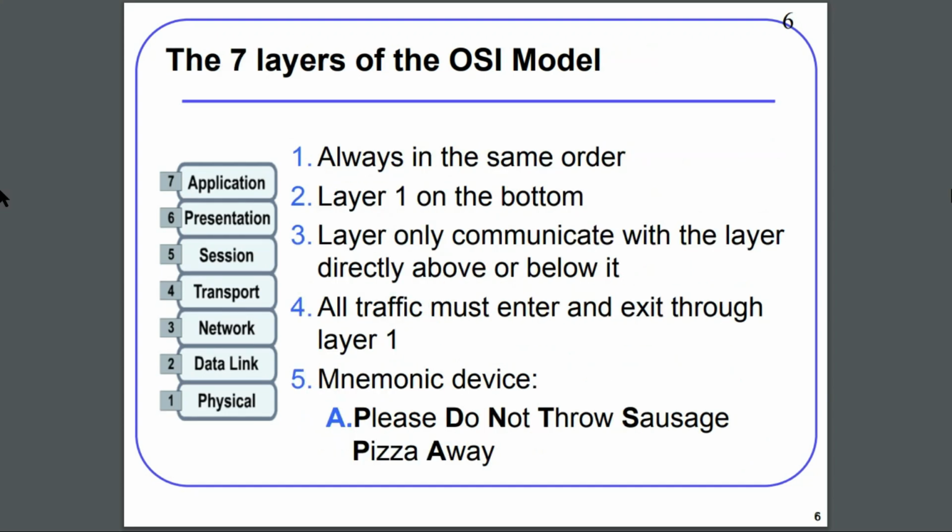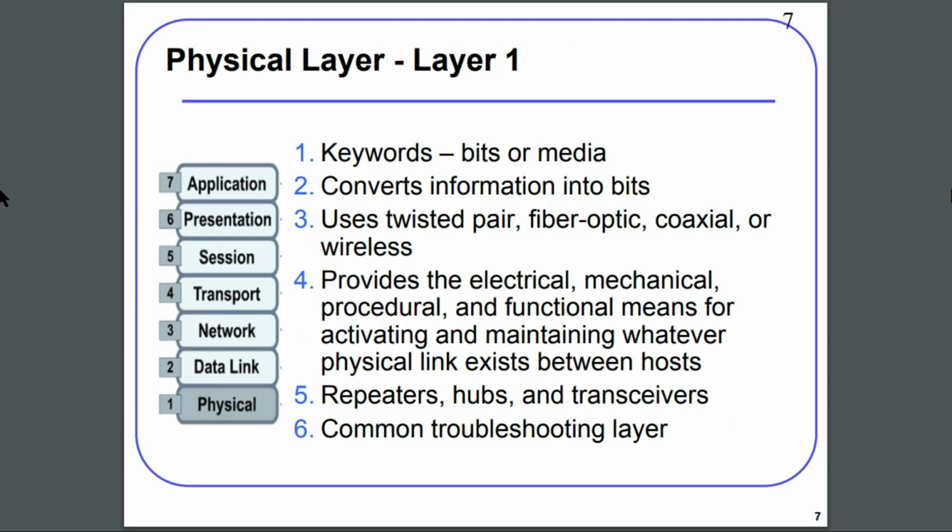So these are the 7 layers of the OSI model. First one is the physical, second is the data link, third is the network, fourth is the transport layer, fifth is the session layer, sixth is the presentation layer, and seventh is the application layer. So always in the same order, layer 1 on the bottom, this is the physical layer. Layers only communicate with the layer directly above or below them. All traffic must enter and exit through layer 1. So let's go to the next slide.